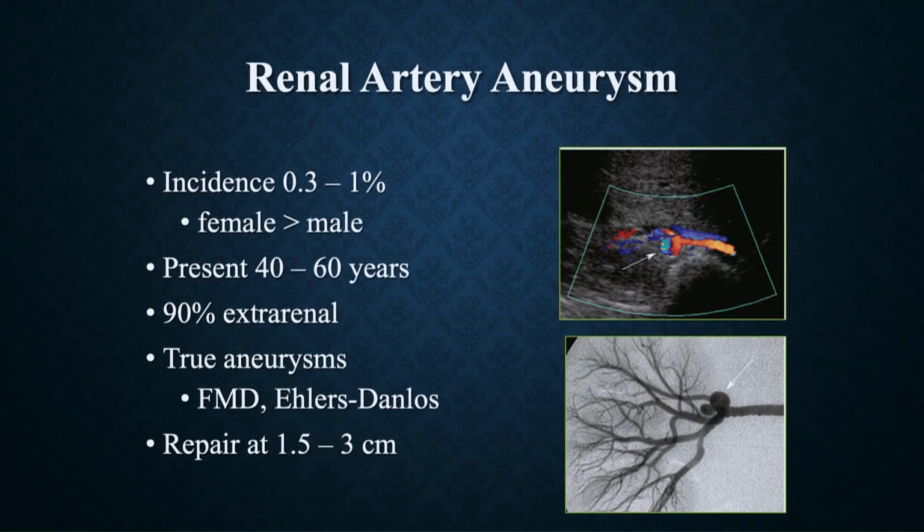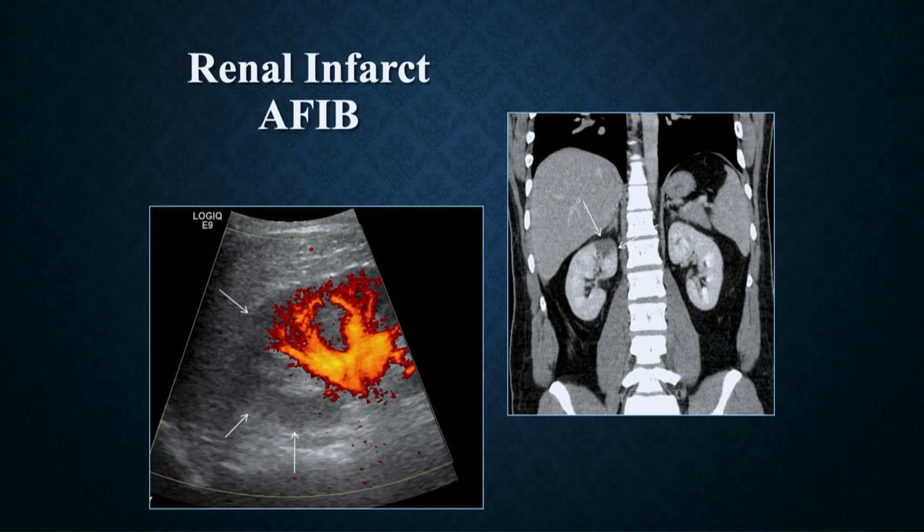Renal artery aneurysms, you can pick those up. Here's a nice example of an aneurysm extending from the renal artery, confirmed on arteriography. Typically seen in middle-aged patients. 90% of them are extrarenal, and it can be associated with FMD and Ehlers-Danlos. And typically they will go on to repair when they're at least 3 centimeters.